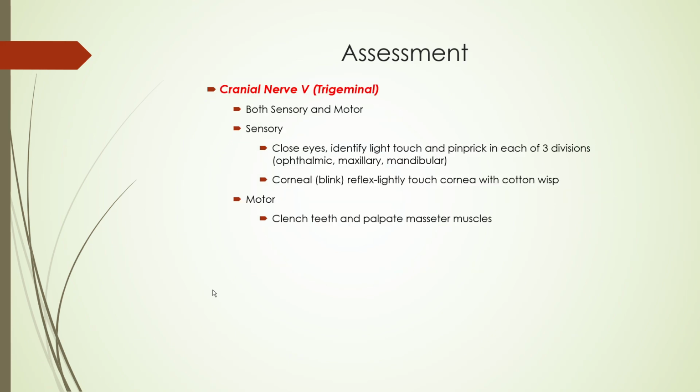Okay, so 5 is sensory and motor, the trigeminal nerve. For sensory, you have the patient close their eyes, and then you want to see if they can identify a light touch and pinprick in each of the 3 divisions. You need to do both sides of their face in 3 different places, so 6 places total: the ophthalmic, maxillary, and mandibular. You just want to see if they can identify the touch in those areas. The other one is the corneal reflex: if you lightly touch the cornea with a cotton wisp, they should blink. That should be their reflex.